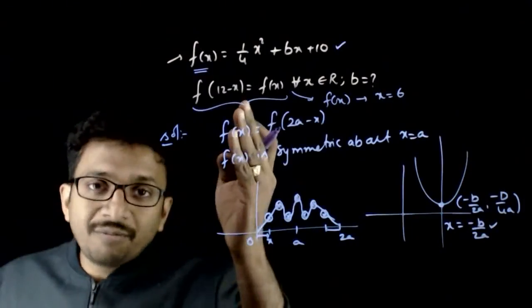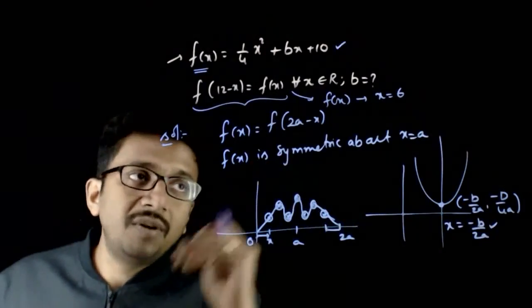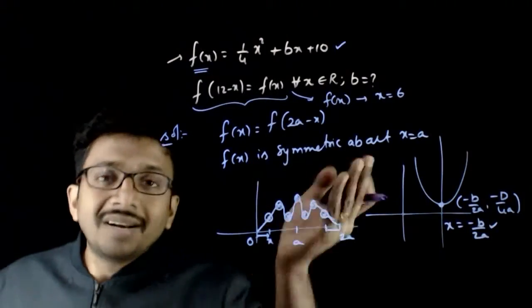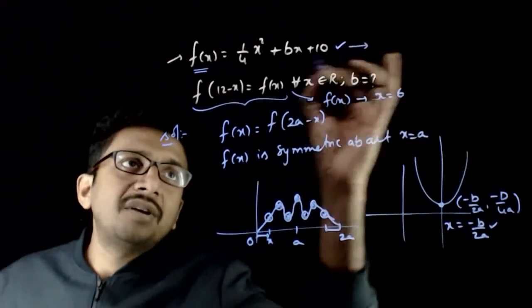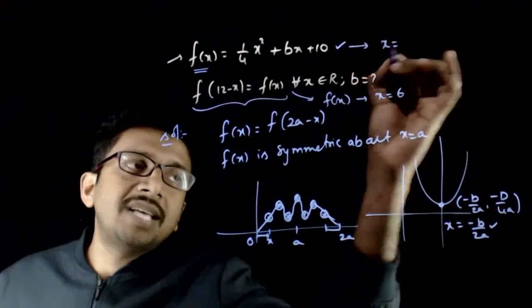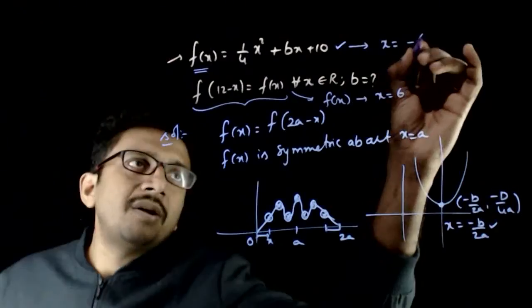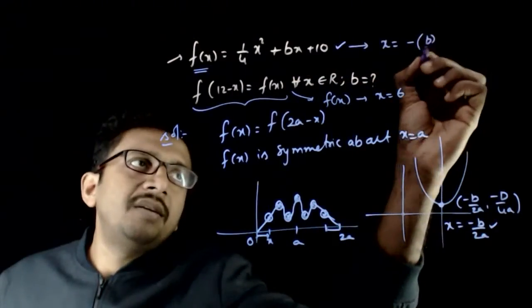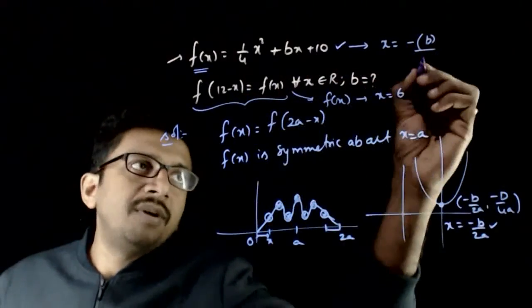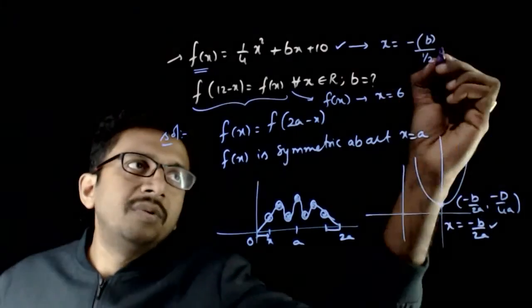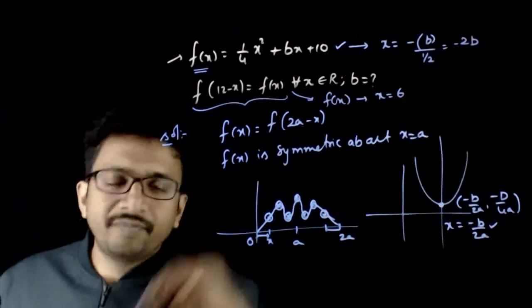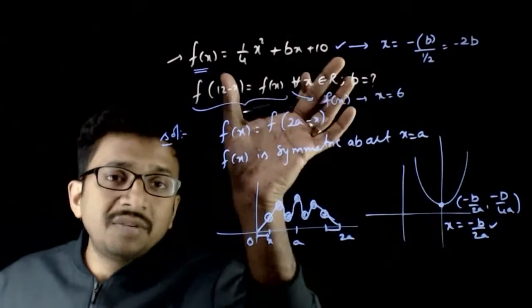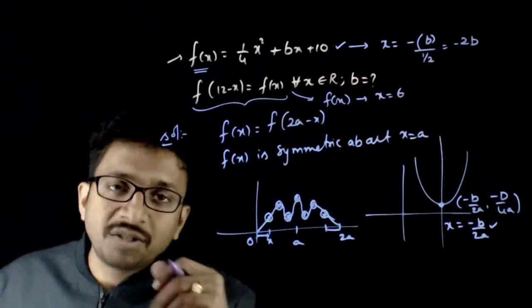X is equal to minus b by 2a is the axis of symmetry. And according to the given information, the axis of symmetry has to be equal to x is equal to 6. So let us equate these two. So the axis of symmetry of this parabola is x is equal to minus of b by 2 times 1 by 4, which is 1 by 2. That is equal to minus 2b. So the axis of symmetry of this parabola is x is equal to minus 2b.